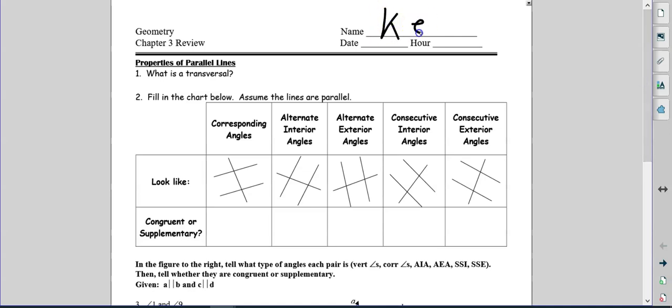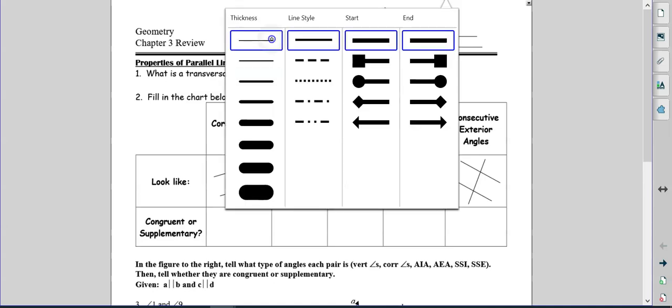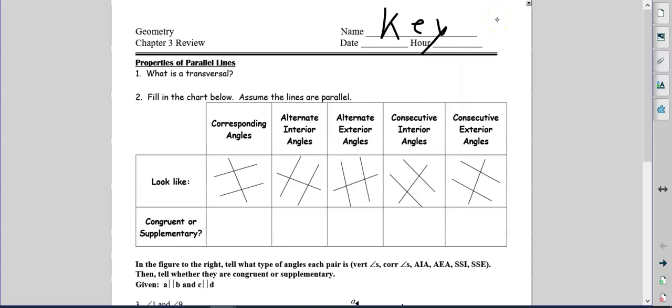So this is the review for Chapter 3 test. First off, what is a transversal? It is a line that passes through at least two lines.